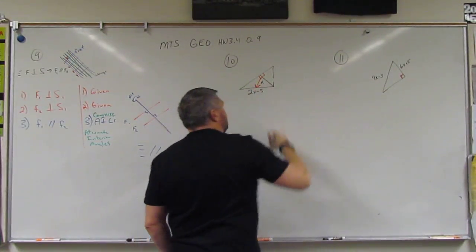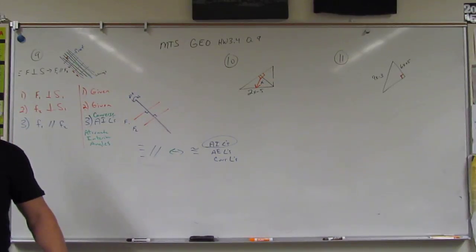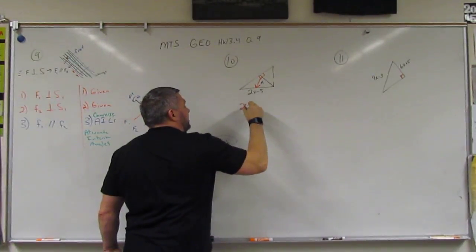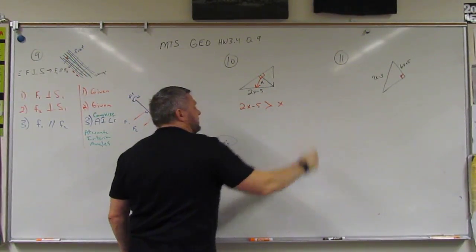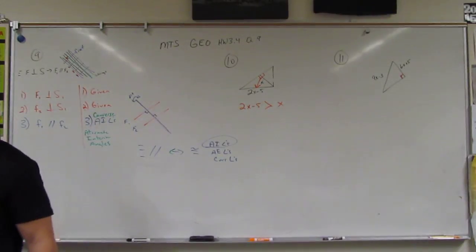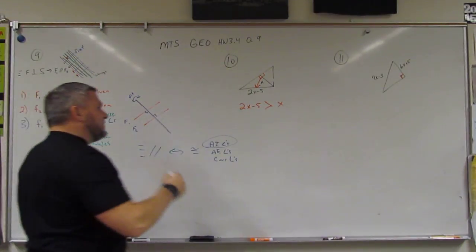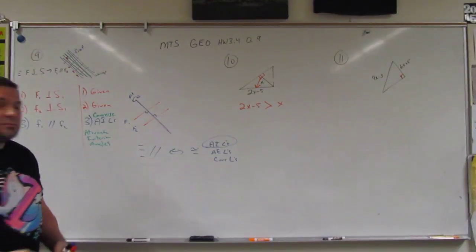Always across is the hypotenuse. The hypotenuse is the largest side, right? So that means 2x minus 5 is greater than x. Does that make sense? The hypotenuse is always largest, so we're going to say 2x minus 5 is greater than x. And now we've got to solve for x.